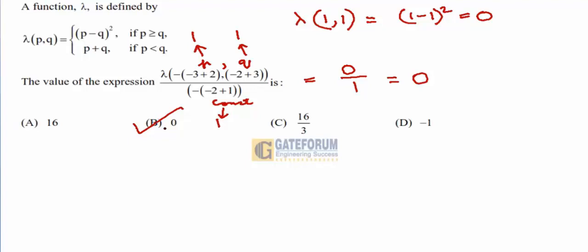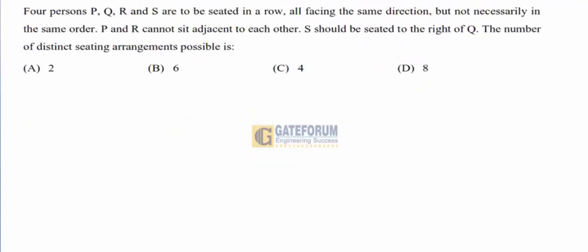Okay. A simple one at that. 4 persons P, Q, R and S are to be seated in a row all facing the same direction, but not necessarily in the same order. It has been said that P and R cannot sit adjacent to each other. And it has been said S should be seated to the right of Q. So what are the number of distinct sitting arrangements possible?